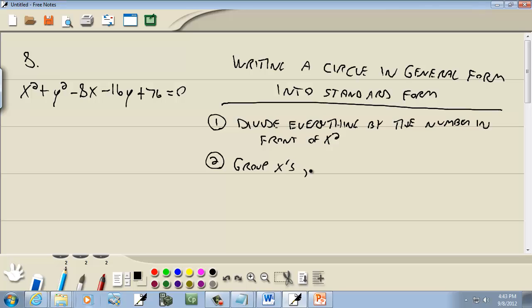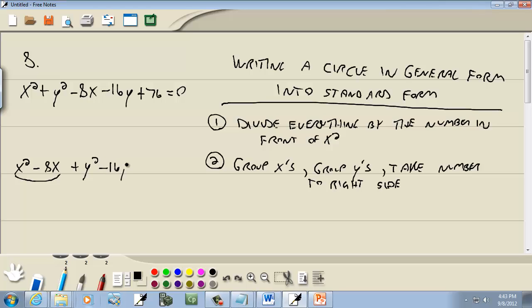Group the x's, group the y's, take the number to the right side. Okay, so what do I mean by that? Group the x's. I put the x squared minus 8x next to each other. I put a line underneath them like that. I put the y squared next to the −16y. And when I say take the number to the right side, I'm talking about the constant term. So I'll take 76 over, it becomes a negative 76.